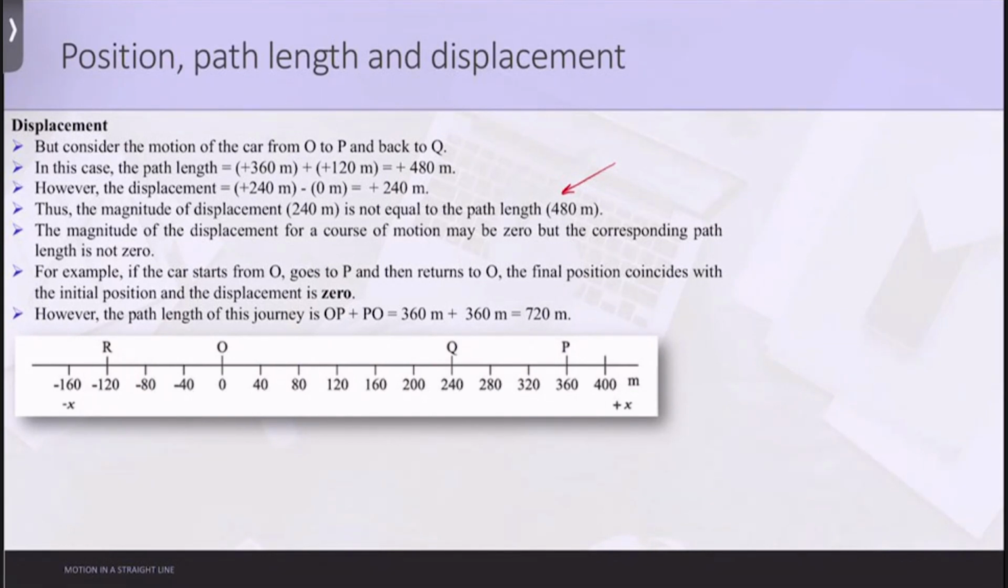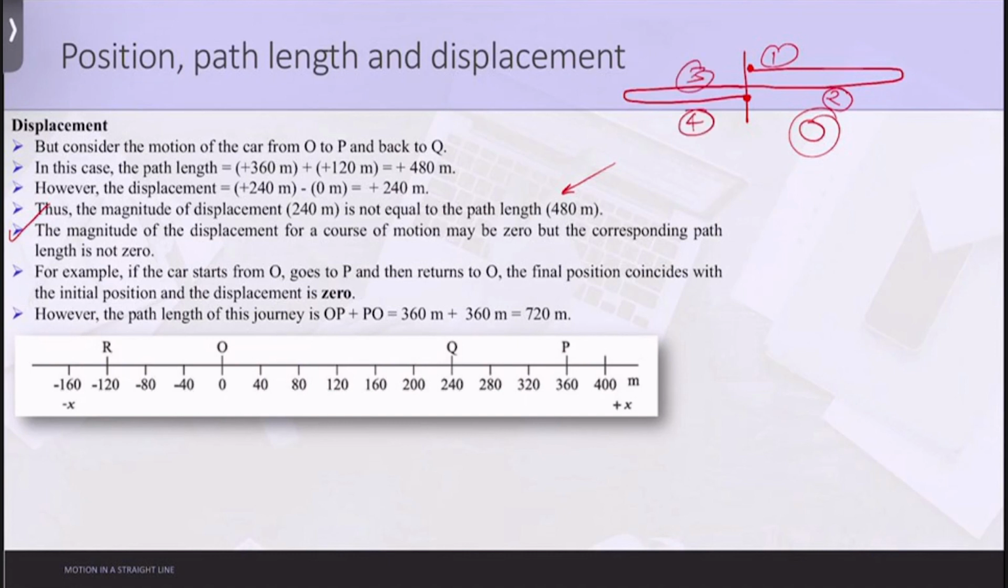The magnitude of displacement for a course of motion may be 0, but the corresponding path length is not 0. So what do I try to say? The magnitude of the displacement for a course of motion may be 0, but the corresponding path length may not be 0. Let us say we go from O to P, then back to Q, then to O, then to R, then again to O. If the final and the initial position are the same, then the displacement will be 0 because final x2 minus x1 will give you 0. But this is not the case for your total path length. The path length will be adding up this, then this, then this, and then this. So it is quite clear that path length and displacement are different.